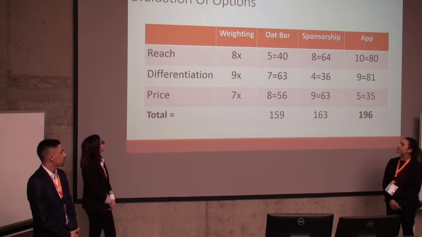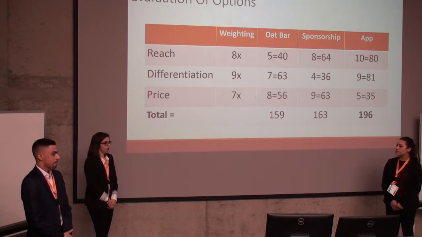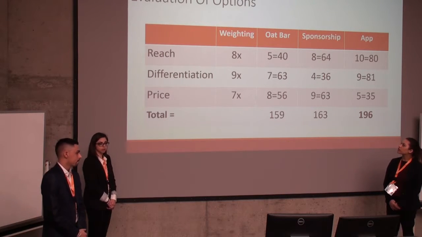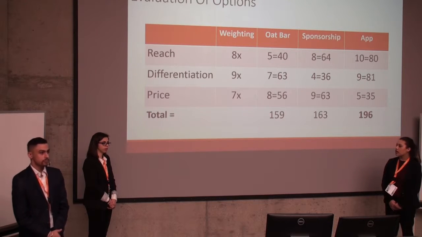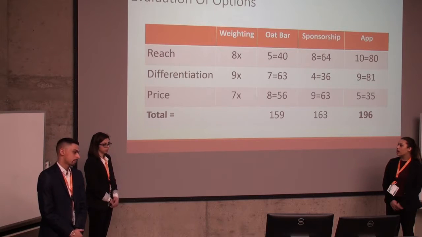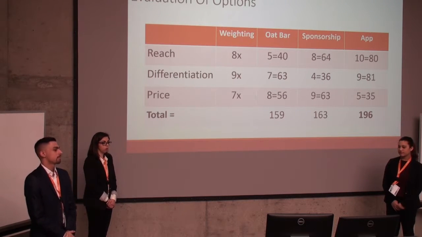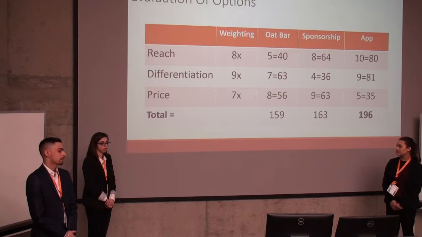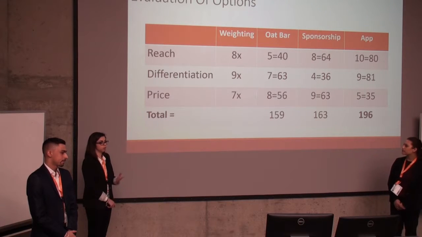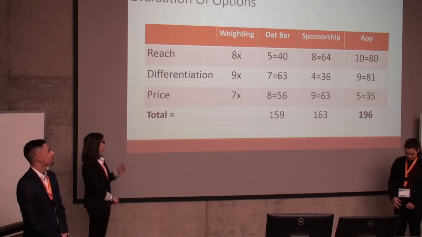For the oat bar, we said that the reach would be 5, so it's pretty much the same reach as the cereal. For differentiation, it would be a 7. The cereal market is a little bit like the bar market, so it's in between. The price is an 8 because it wouldn't really cost you more, and also you get more money from the oat bar because you would add on the $10 to the $20 subscription. That adds up to a total of 159.